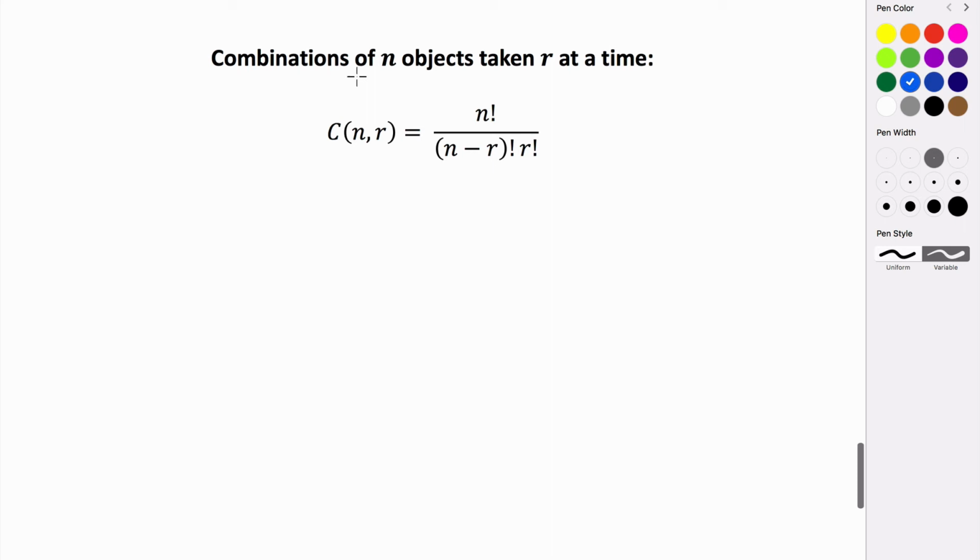So if we're trying to find the combination of n objects taken r at a time, we can use this formula. The combination of n objects taken r at a time is equal to n factorial divided by n minus r factorial times r factorial in the denominator. So this is the combination formula. It's very similar to the permutation formula, except it has this added r factorial here in our denominator.